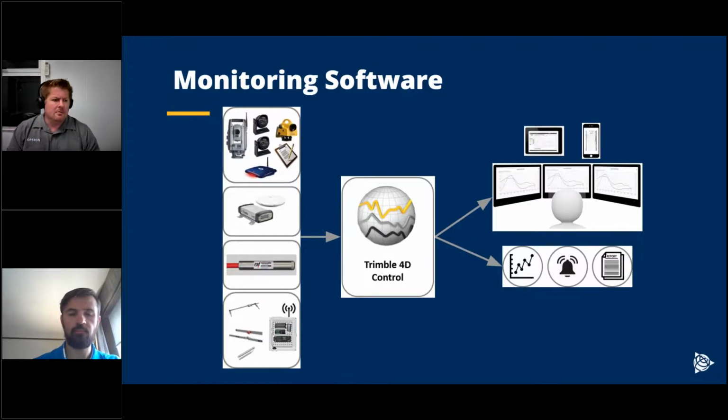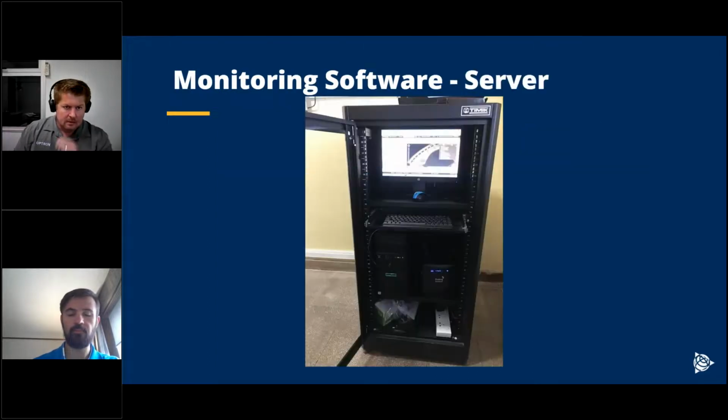Okay, then we can look at the monitoring software. So obviously we are using Trimble 4D Control. All the devices feed their data into Trimble 4D Control, which computes it, and then we can visualize the data in T4D Web. The server will normally be installed in a server case like this. As you can see, this also has a UPS, an uninterruptible power supply, so we don't have any power issues at the server itself.